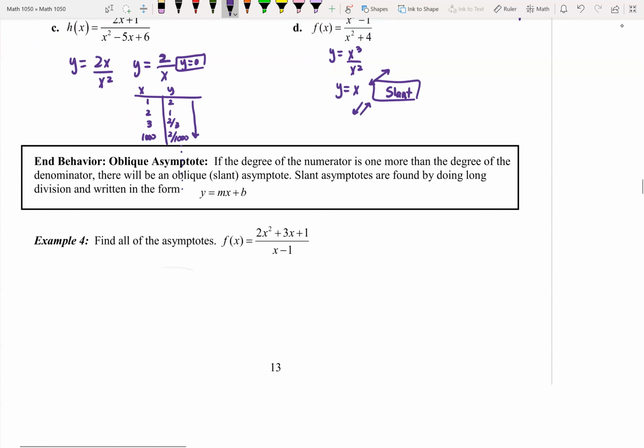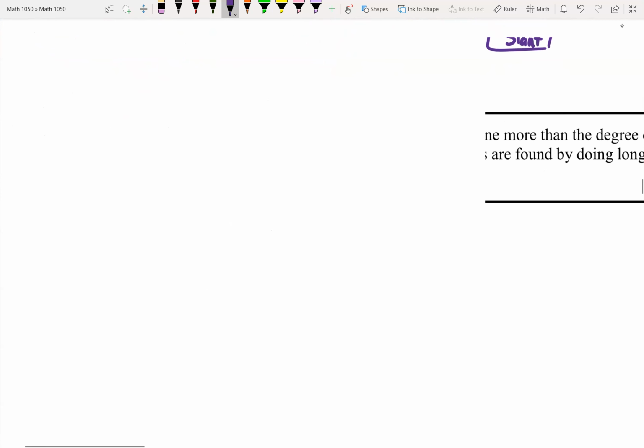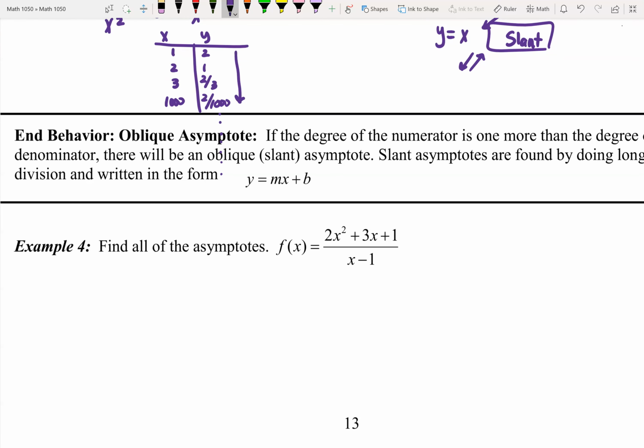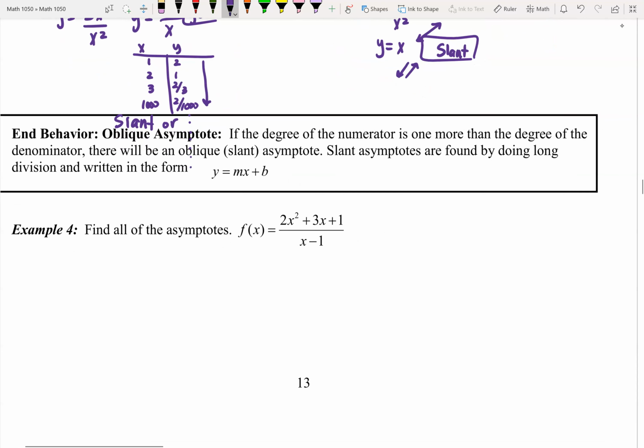Okay, oblique. Right there where it says oblique, I want you to write the word slant. I need to look up what they call it. It's an oblique or slant, it's the same thing. Okay, so here's what you do. You do long division, and then write a note to yourself that says you throw out the remainder.